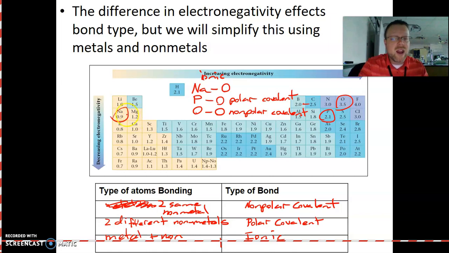It's probably a little bit more accurate to use differences in electronegativities, and there's some range of values there that you can go by. But for our purposes in this class, we're going to limit it to: what kind of atoms are we connecting together? Metals, nonmetals, different ones, the same one, that kind of stuff.